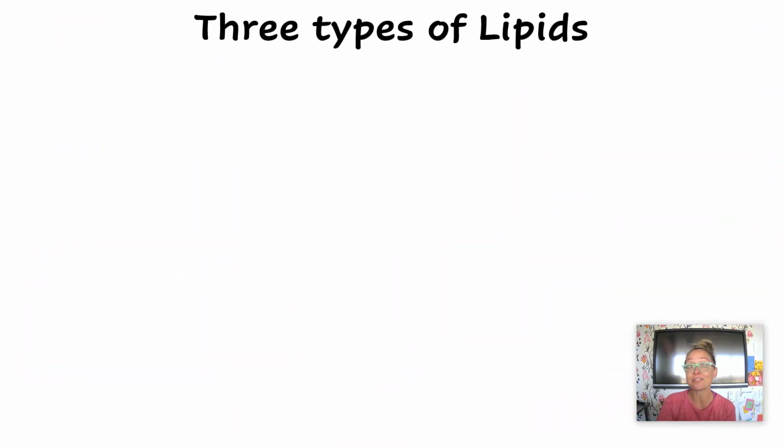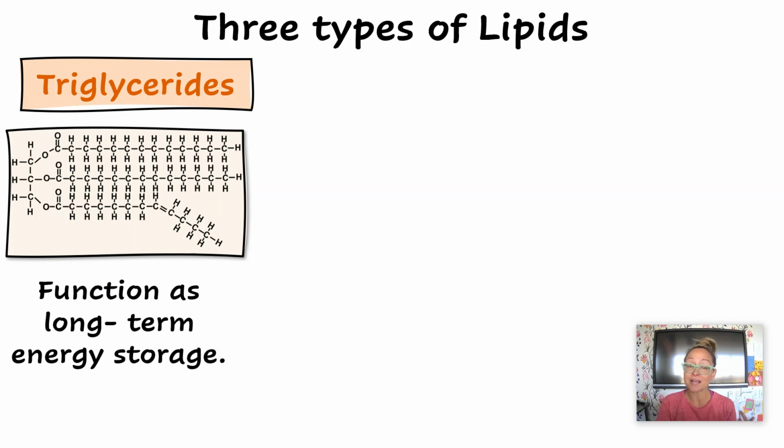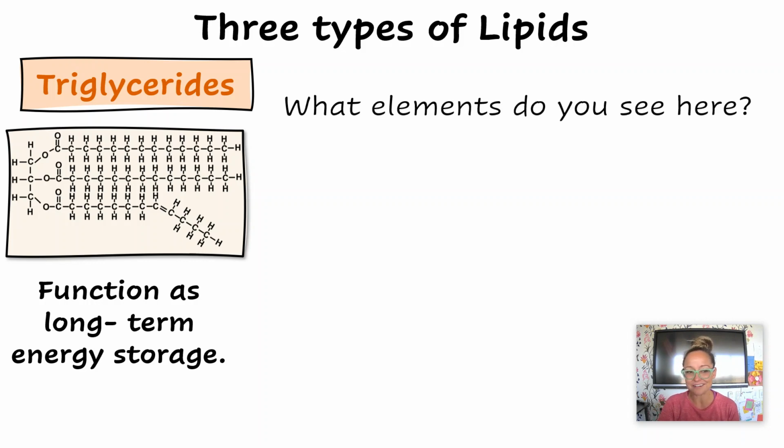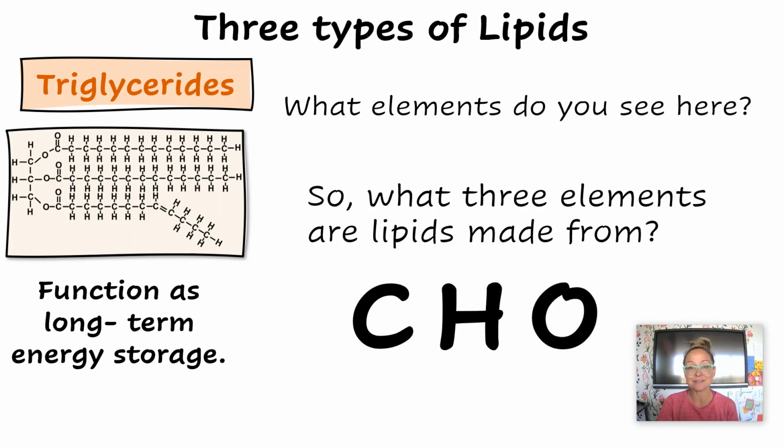Now, let's go ahead and look at 3 different types of lipids. The majority of lipids on Earth fall into the category of triglycerides. We'll talk more about triglycerides on the next couple slides, but their main function is long-term energy storage. So when we store fat on our bodies, we are storing it in the form of a triglyceride. Now, what elements do you see here in this image? If we think about what elements lipids are made from, lipids are made from carbon, hydrogen, and oxygen, just like carbohydrates.